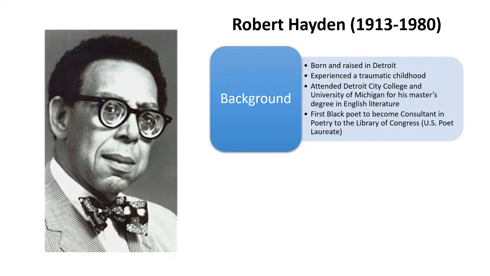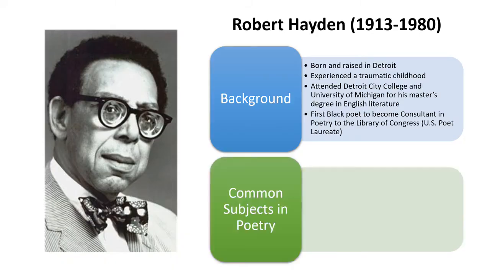He was the first Black poet to become the consultant in poetry to the Library of Congress, a role which is now known as the U.S. Poet Laureate. Hayden's poems cover various topics, including historical figures such as Harriet Tubman, Frederick Douglass, Nat Turner, and John Brown. Some of the titles of his poems are actually the names of these individuals.